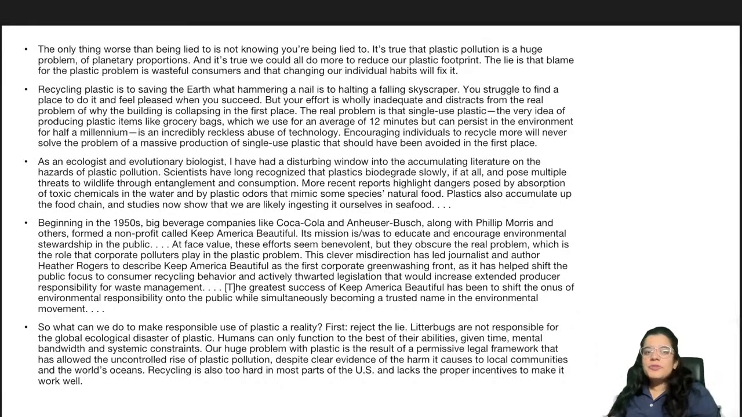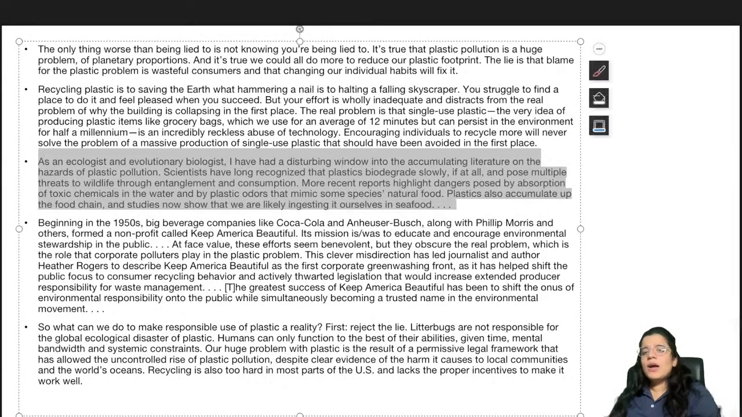If you focus on the third paragraph, it's all about the harmful effects of plastic. There's nothing to understand here, but you would definitely need to remember a few important points. Like how biodegradation is discussed, threats to wildlife are discussed, and then we are talking about how it gets accumulated in the food chain and we end up ingesting it ourselves in seafood, right?